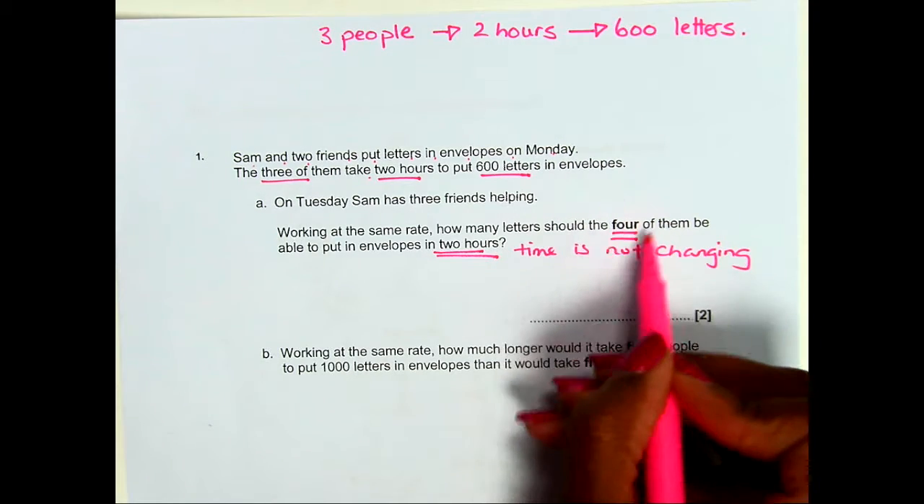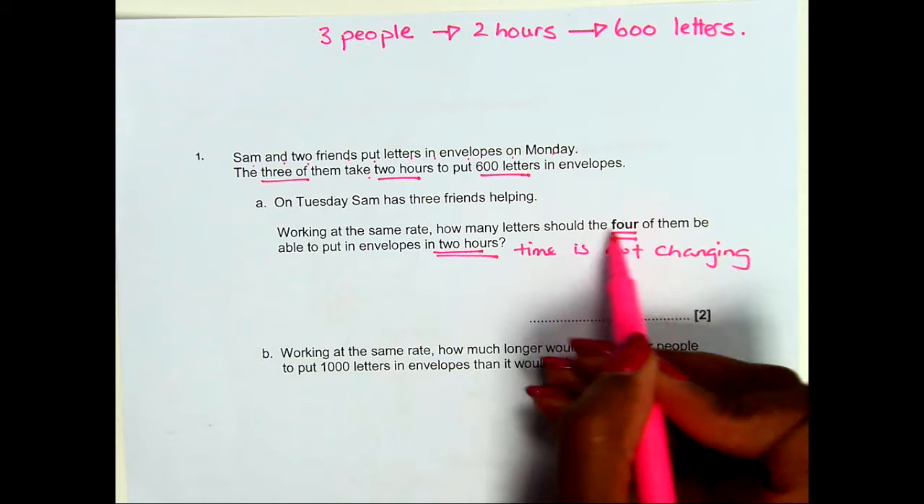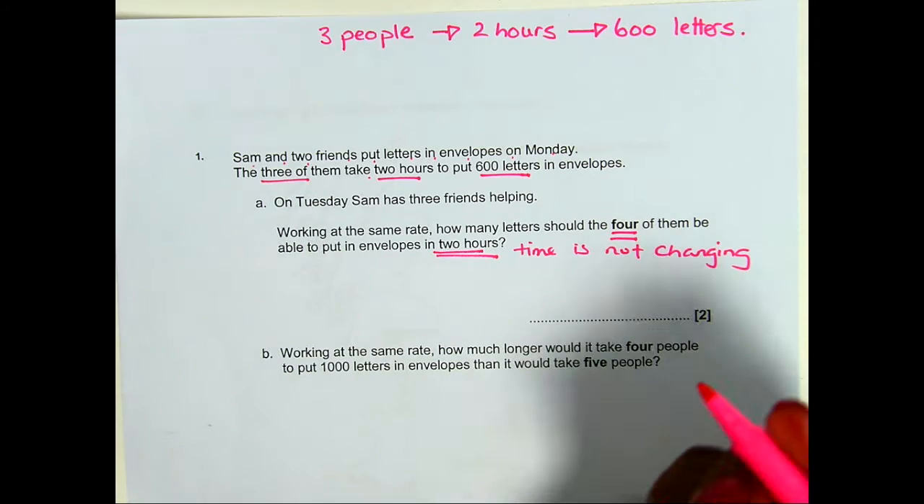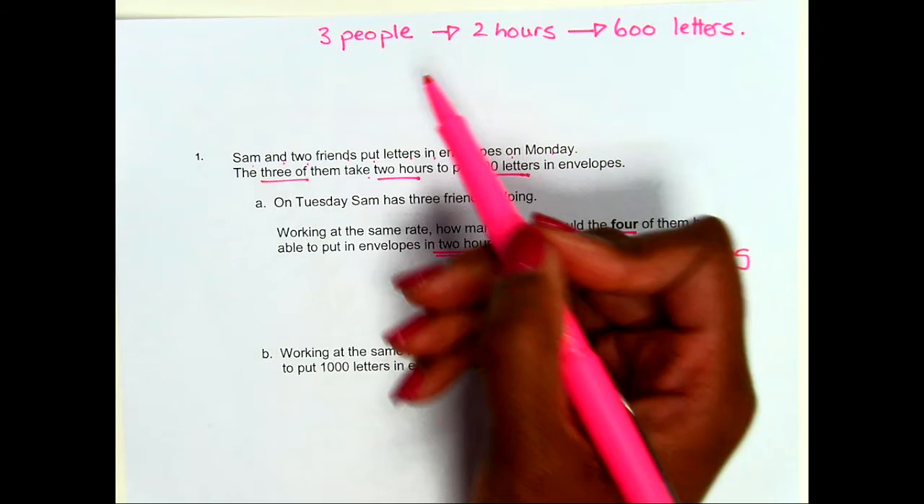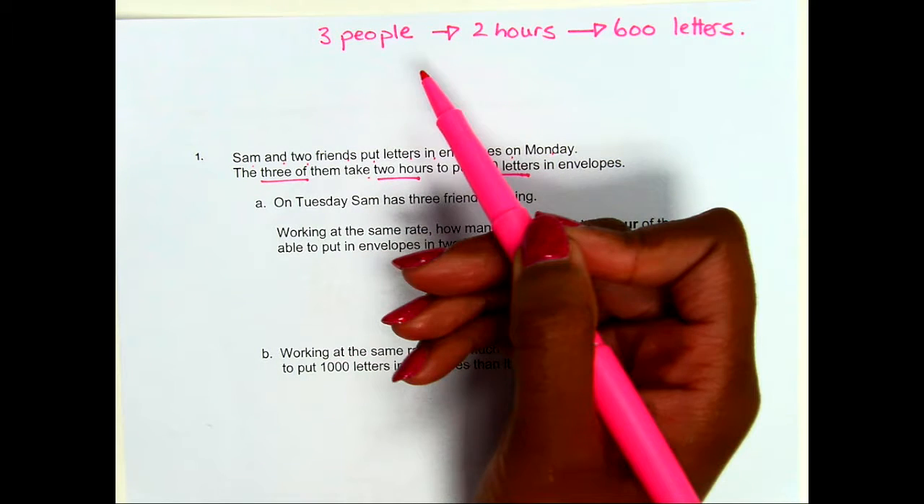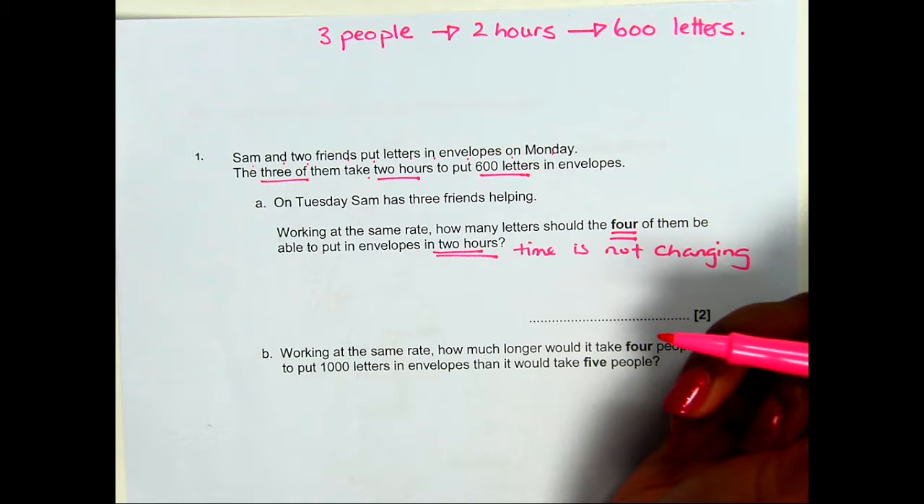However, the amount of people is changing. Now, the first key bit to do here is to change my 3 people into 1 person, and then I can convert that into 4 people. Okay, so let's have a go.